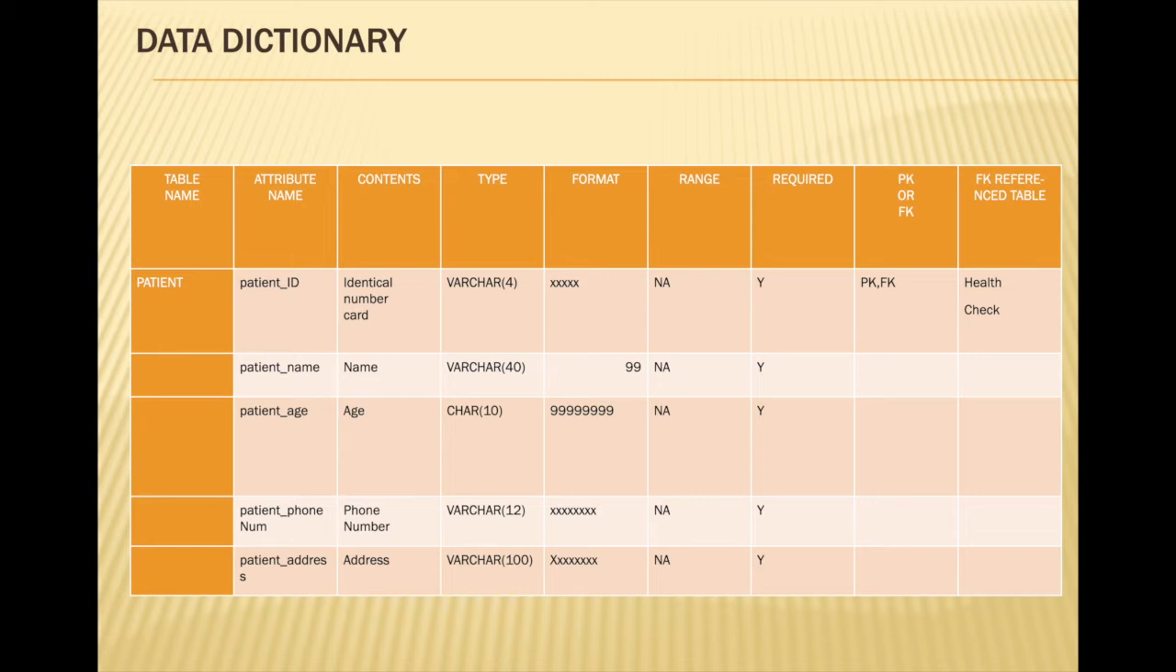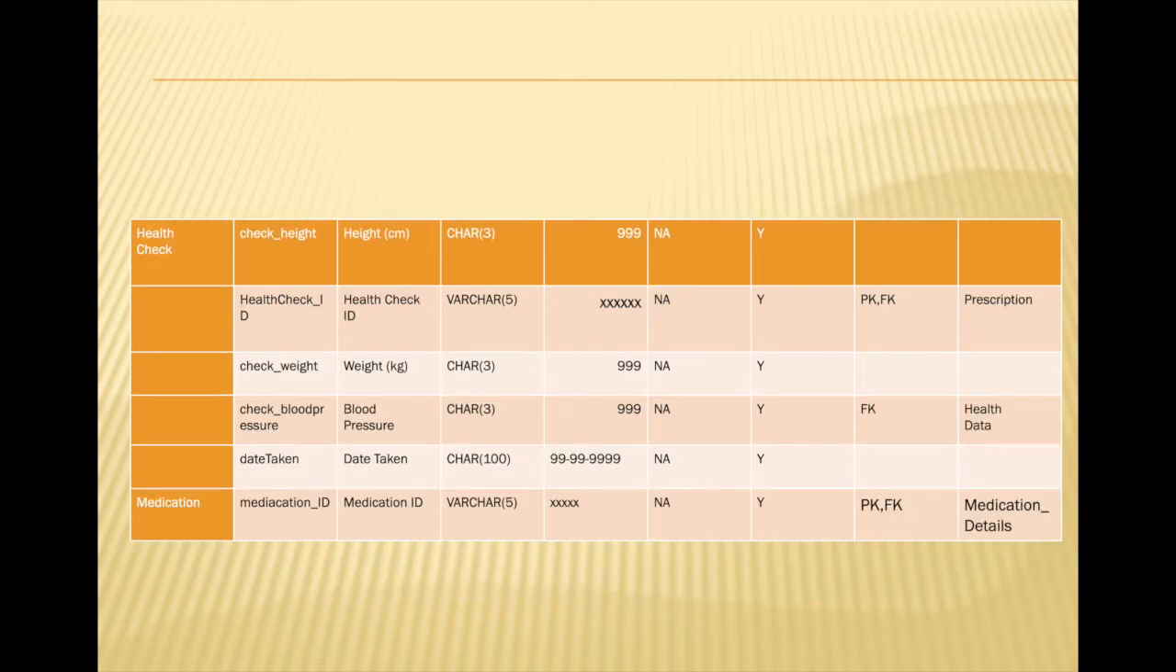The patient name we declare as VARCHAR(40) because we don't know how long the patient's names are. The patient age we declare as 10. Patient number we declare as VARCHAR(12). Patient address we declare as VARCHAR(100). And all of it are required to fill.